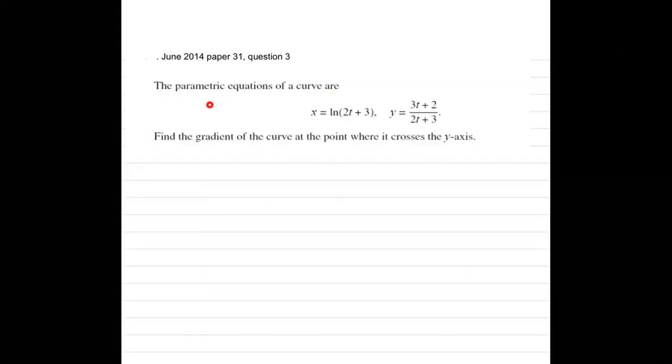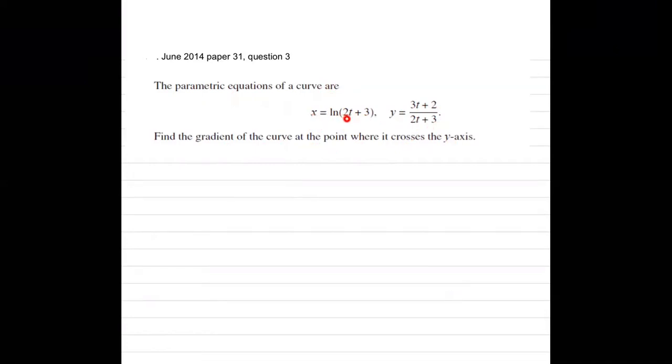So this question says that a parametric equation of the curve is x equals ln of 2t plus 3, y equals 3t plus 2 over 2t plus 3. You need to find the gradient of the curve at the point where it crosses the y-axis. It's a parametric equation because x is given in terms of t and y is given in terms of t. To find the gradient, you need dy by dx. So first of all, you will have to apply the chain rule to get dy by dx.